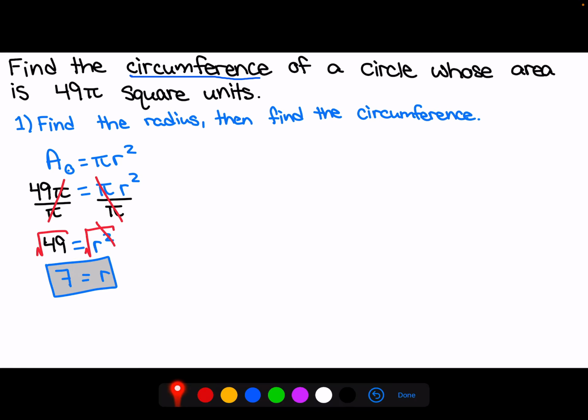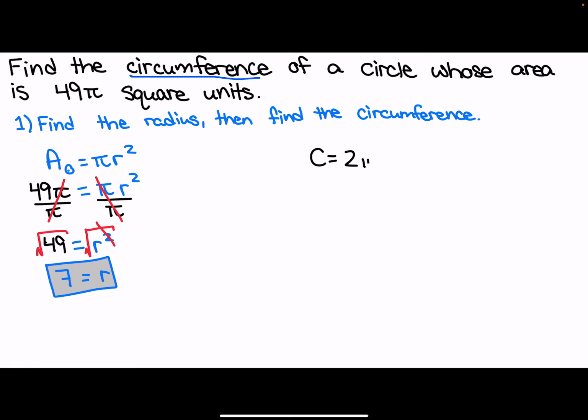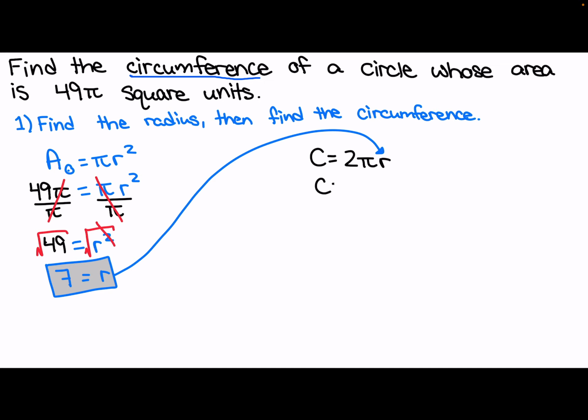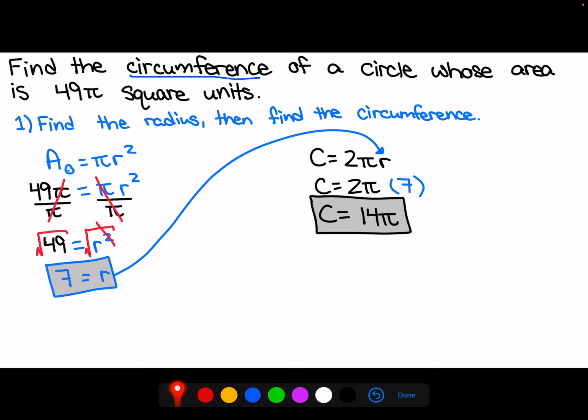At this point, I take my radius and plug it back into our circumference equation, 2 pi r. That will leave us with circumference is equal to 2 times pi times 7. Well, 2 times 7 will just leave us with 14. So our final answer is 14 pi units.